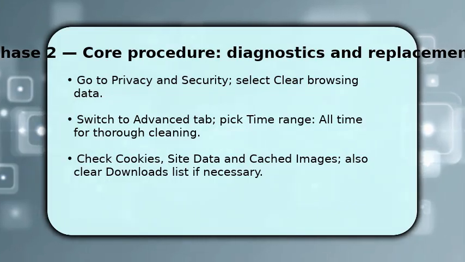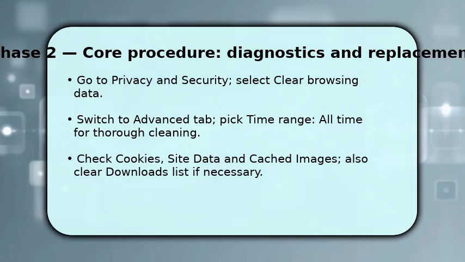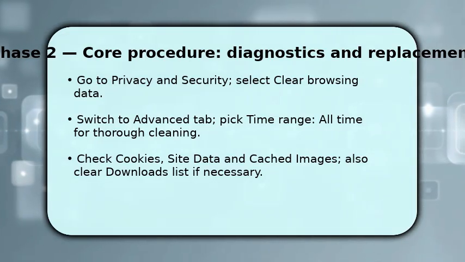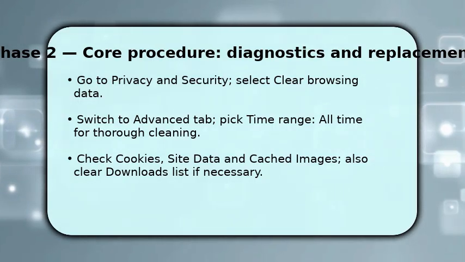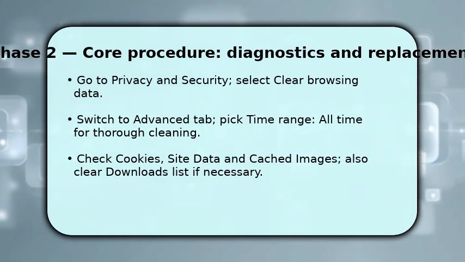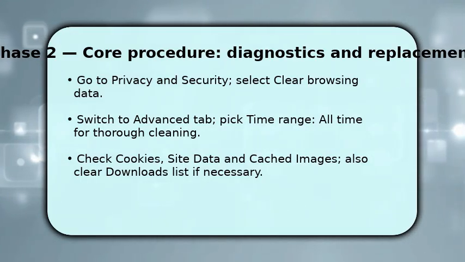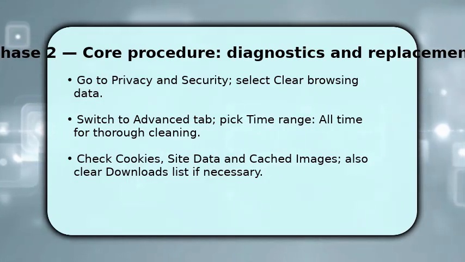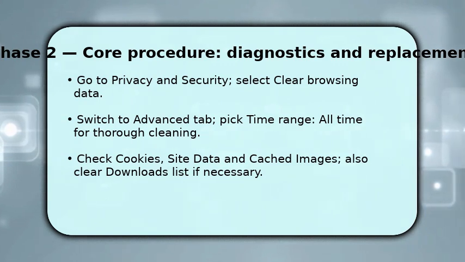Select Time Range, all time if you want everything removed. This includes any site data saved during incognito leaks. Check cookies and site data plus cached images and files. This ensures residual data is removed. If downloads or form entries appeared, clear downloads and passwords as needed. Confirm the clear action. This step removes traces that incognito might leave after long sessions or extensions.